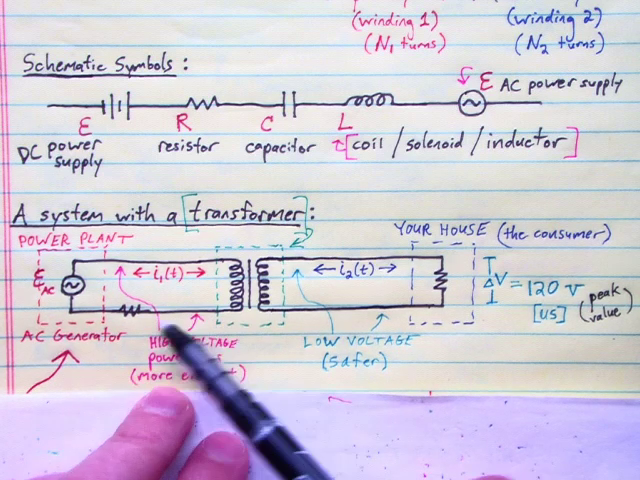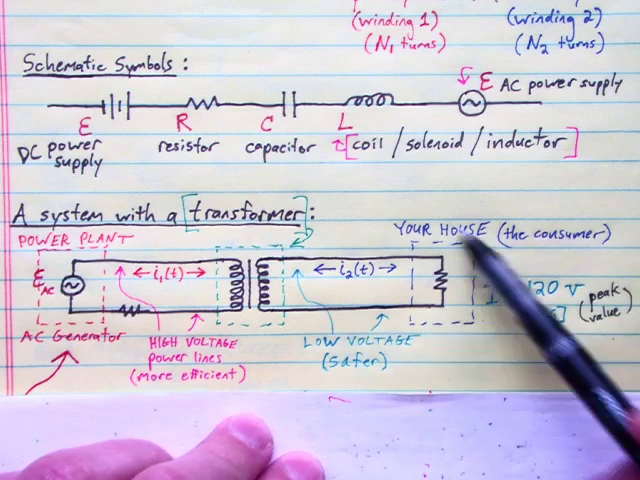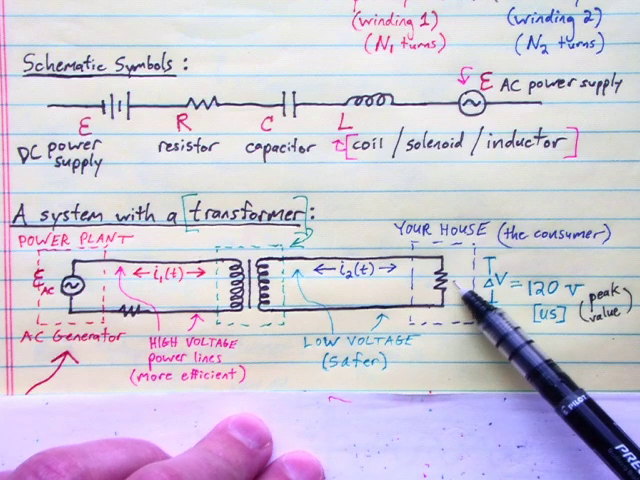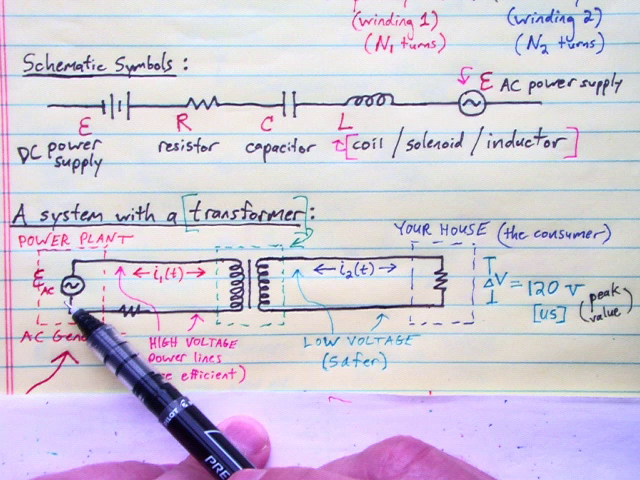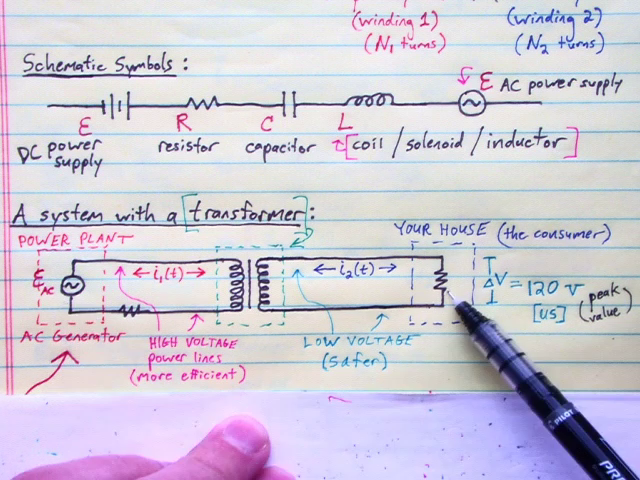Okay, let's skip way over to this side. Here's your house. This resistor represents all the appliances in your house. So you're trying to deliver current from your generator, from your power plant to you.